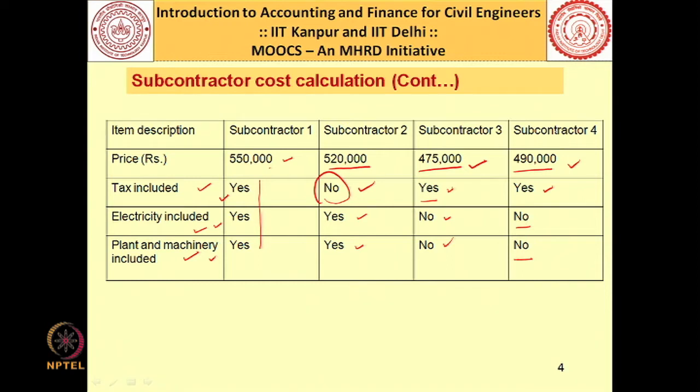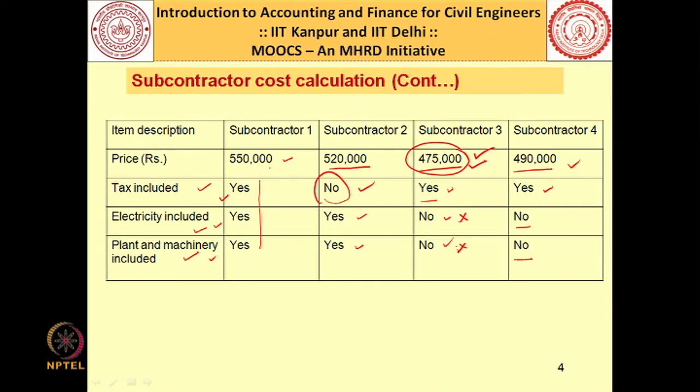Now, it would be unfair if you just simply look at the price and award the contract to subcontractor 3, because his price is the lowest if you look at these 4 figures. But if you look carefully in this particular table, you will find that this subcontractor has not included the electricity cost, and has not included the cost towards plant and machinery. So, we have to load it suitably on these rates.